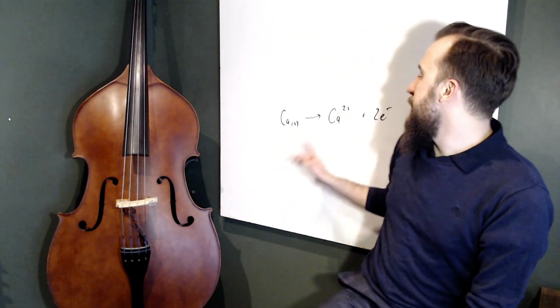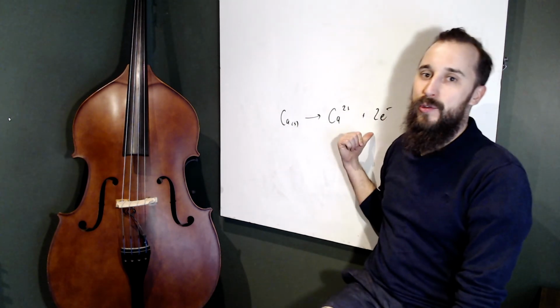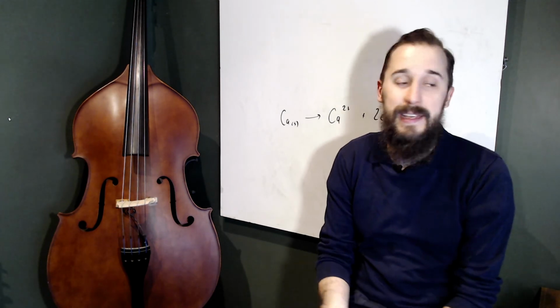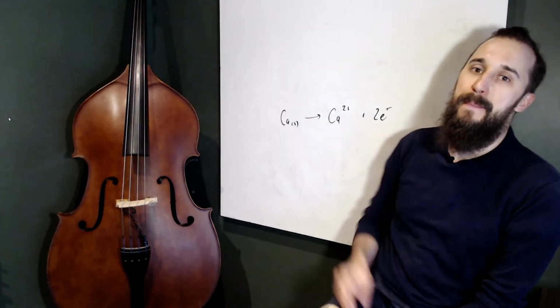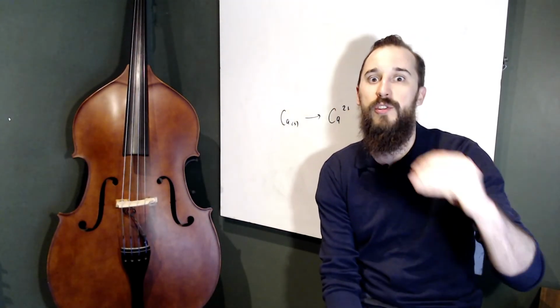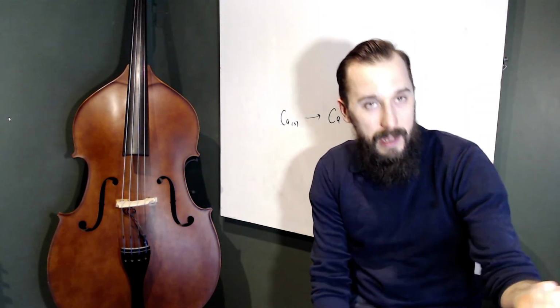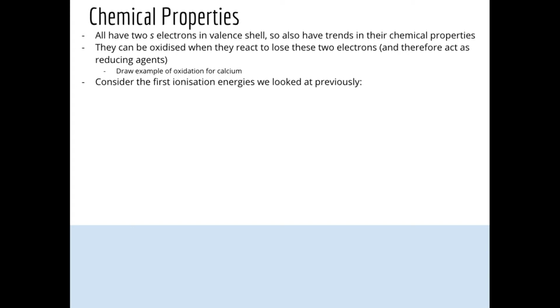So if we have a species where we're losing the electrons, they're the electrons that are being gained by the thing that is going to be reduced. So if our calcium can be oxidized, that means it's going to be a reducing agent because it can supply the electrons to the thing that will be reduced. It is an agent for the reduction of the other thing. It itself is oxidized.